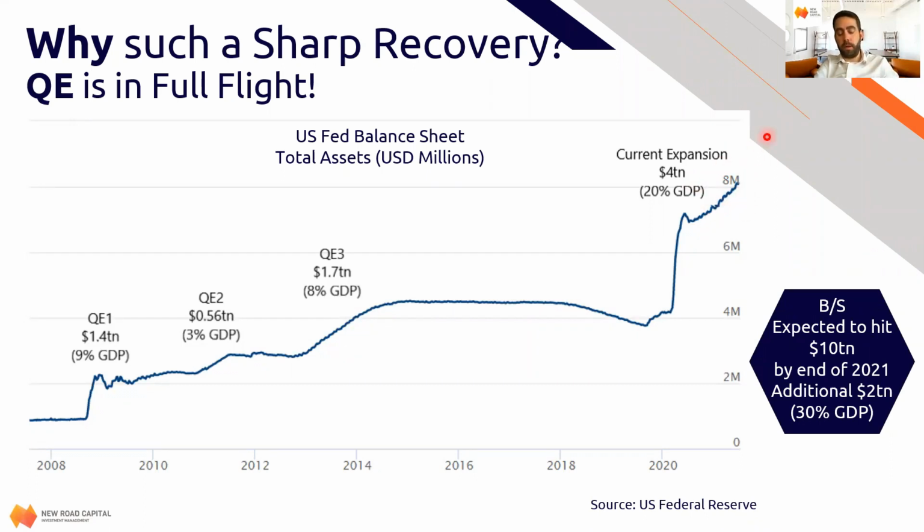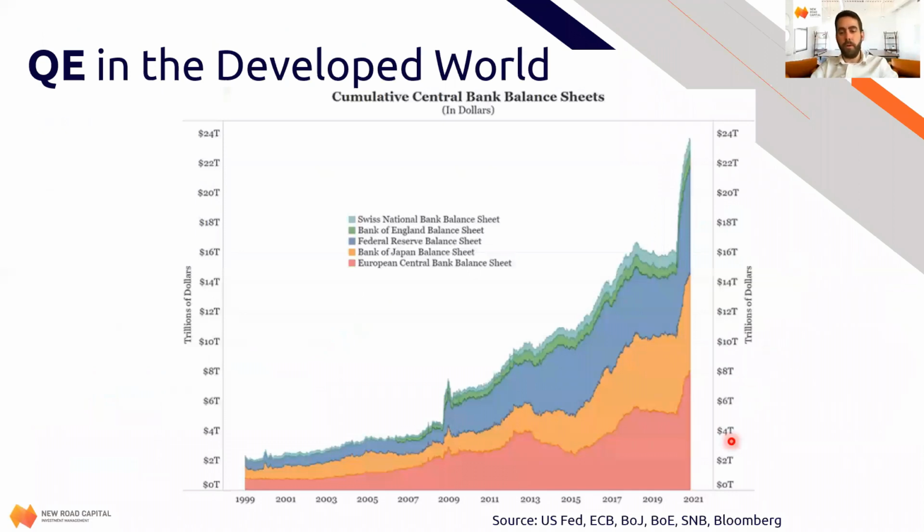But with current stimulus still happening as we speak, that'll go up to about $10 trillion this year. So a lot of monetary stimulus coming into the system, and it's not just the US; it's worldwide. If you look here, you've got the European Central Bank balance sheet growing. This is multi-decade. So you see Europe, Japan, the US.